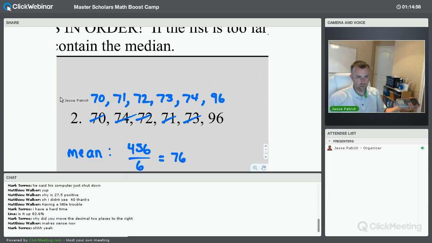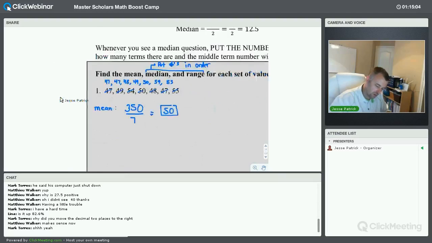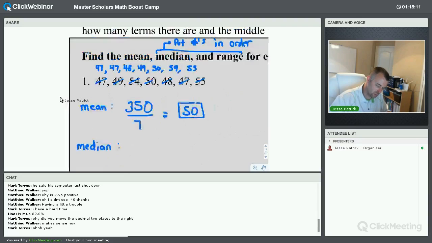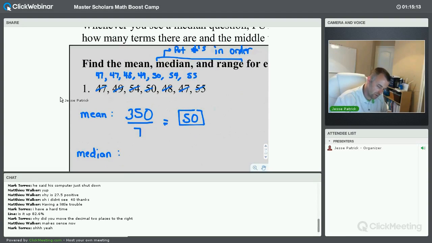So that way it'll be really easy to find the median and the range at this point. Again, mean, it doesn't matter. You just add all the numbers up. It doesn't matter if they're in order or not. So for the median, all the median is, it's the number in the middle. So as I'm looking at this list, what's in the middle? In this case, 49 is in the middle. If you kind of look, I have 3 numbers to the left and 3 numbers to the right, which puts 49 smack dab in the middle.